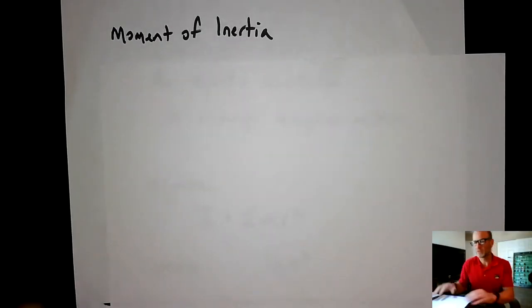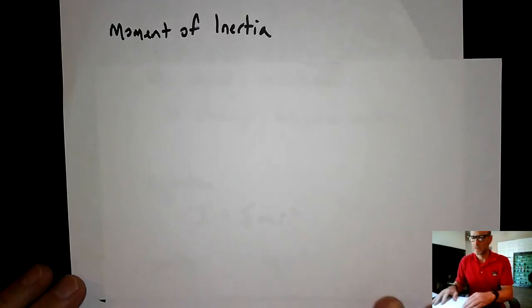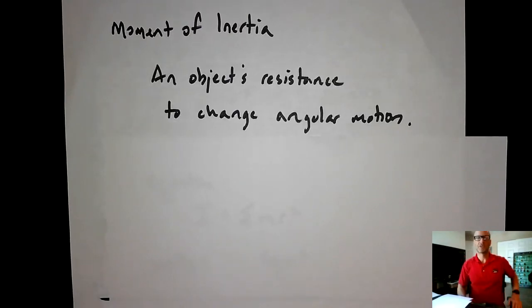Let's talk moment of inertia. Moment of inertia is an object's resistance to change in angular motion. Now we know what inertia is. Inertia we dealt with in linear kinetics, and that's quantified by mass, and that represents an object's resistance to change in motion. In this case, moment of inertia is resistance to change in angular motion.